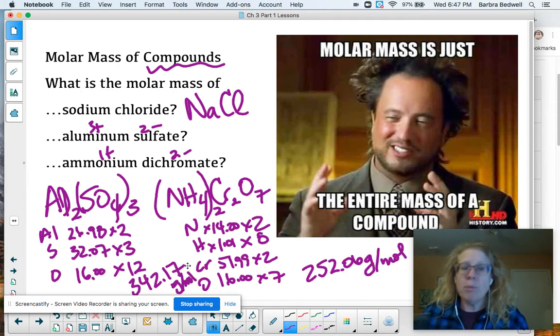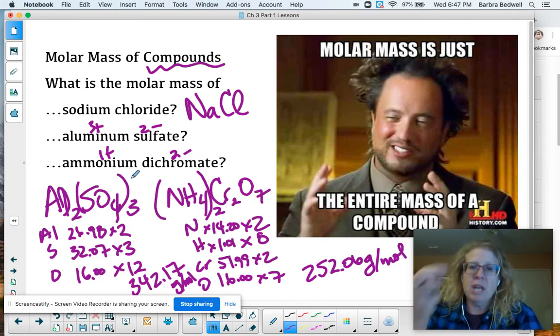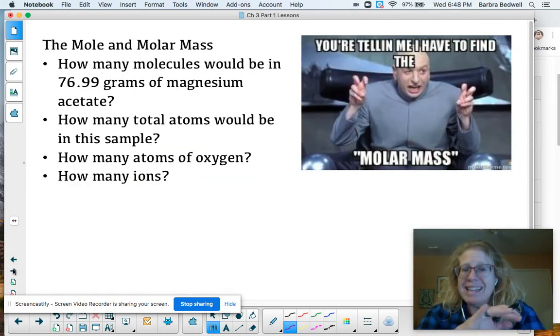So again, molar mass for compounds is simply the sum of the molar masses of the elements. Be careful writing your formulas. Don't forget to balance your charges, and then watch out for parentheses to make sure that you're actually distributing that number across. Okay, so using this in slightly more challenging problems is the next step.